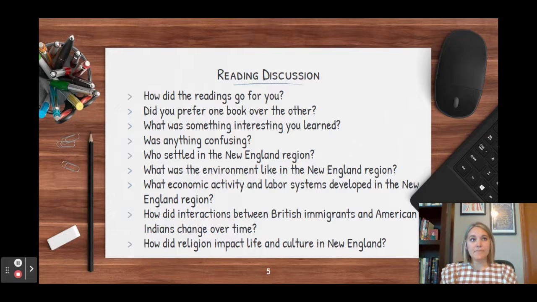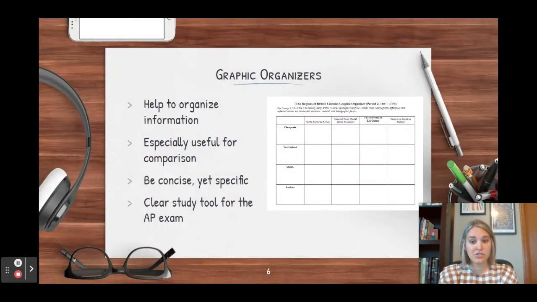And so particularly the New England and the middle colonies are going to see a larger religious component to their life and culture. And so that's why I've added that as a discussion question here. But hopefully as you look through these questions, you feel like you have some answers for them. And if you don't, I really want to encourage you to spend a little more time on your graphic organizer.